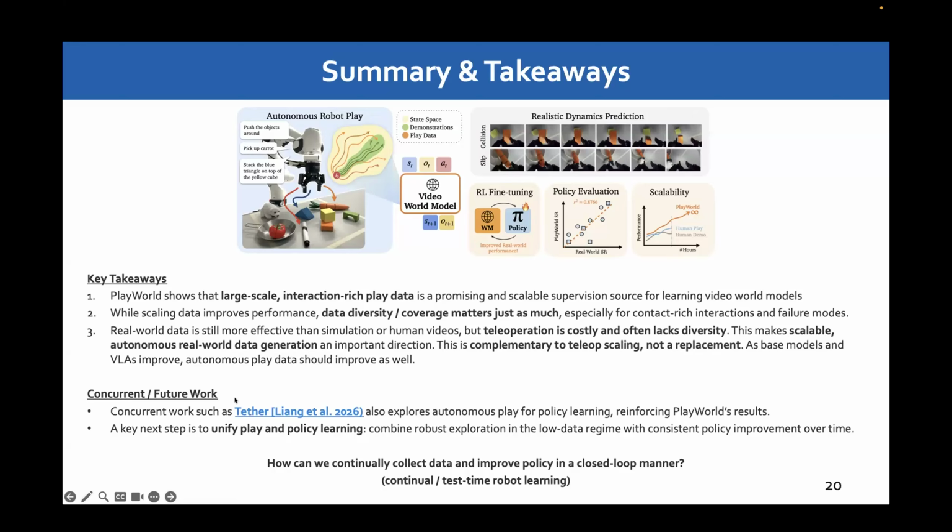So I think the key next step in future work is how to unify the play and the policy learning, because right now the steps between these two are different. And this should combine robust exploration in a low data regime with consistent policy improvement over time. And this might answer the question of how we can continually collect data and also improve policy in a closed loop manner and achieve test time robot learning.